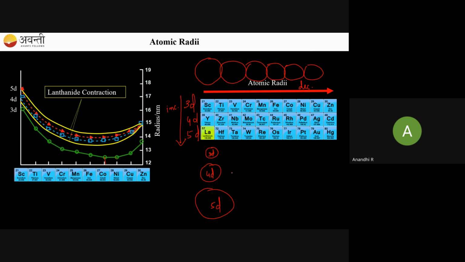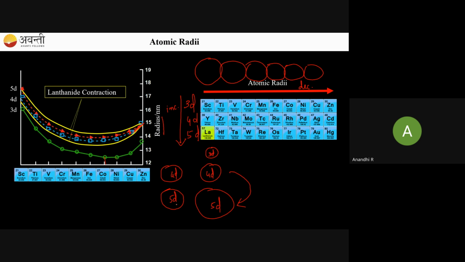But while going from 4D to 5D, the size remains almost the same. You can see from this curve, the radius is almost closer to 15 nanometer only. So why is it approximately the same? Why are 4D and 5D maintaining similar values? Any idea, students? It is because of the lanthanoid contraction, which is there on your screen itself.